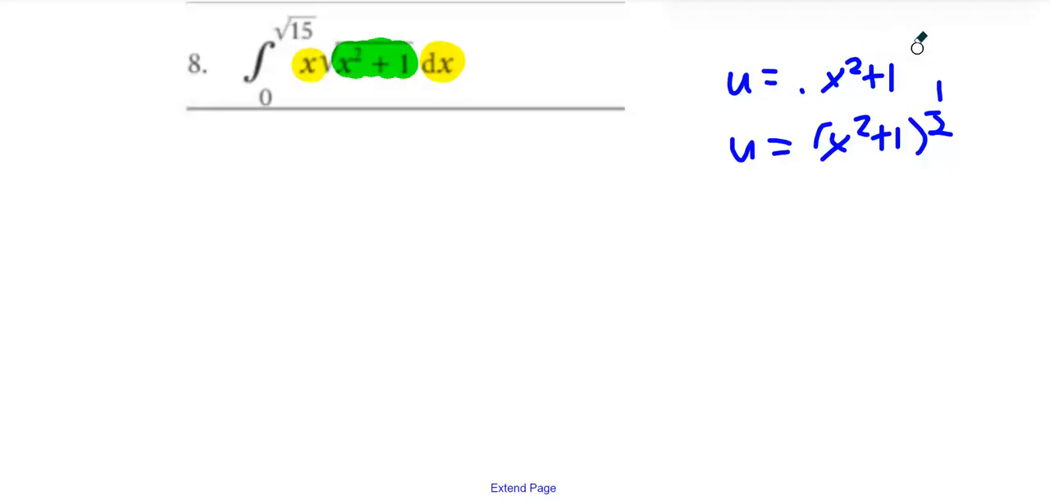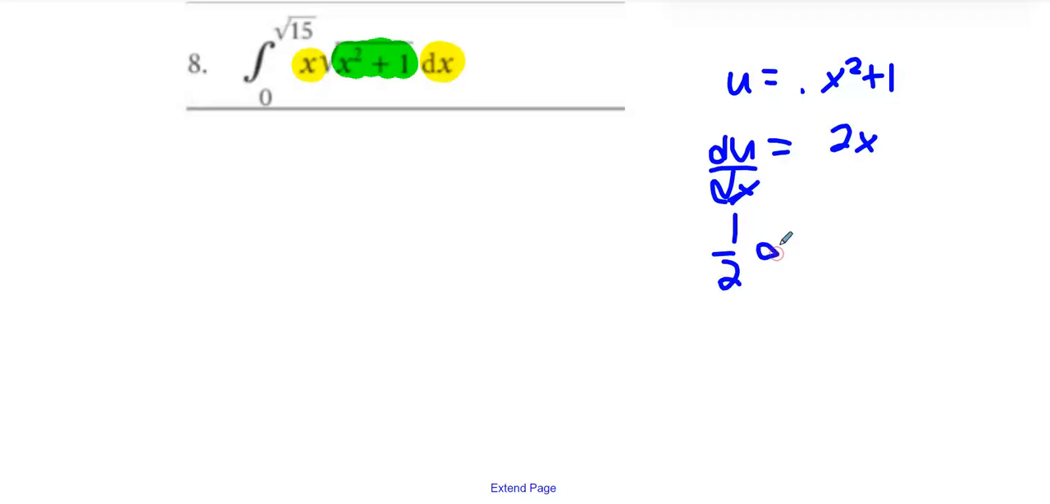Just leave the square root sign out, and look what happens now. Differentiate it this time. What do you get? 2x, yeah? Bring the 2 down and the dx up, and you get a half du equals x dx, and there you found your target. That x dx is going to disappear now. So you can replace the yellow part, which is the x dx, with a half du.